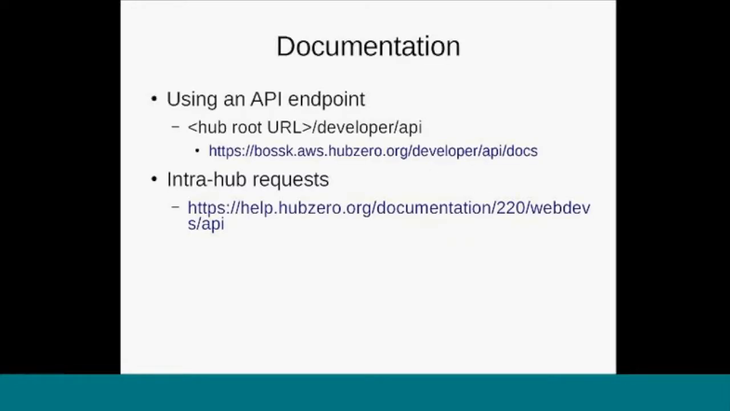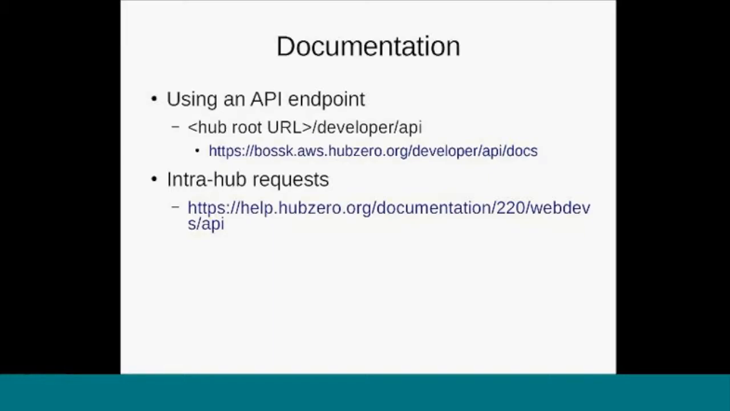So just to start off, you can find documentation at your hub. You go to your hub's root URL and then /developer and /API, and you'll find your hub's API. You can go to the docs from there. I put in my development hub there.